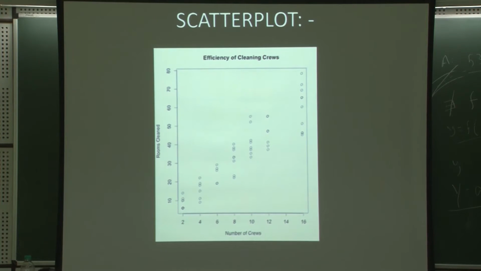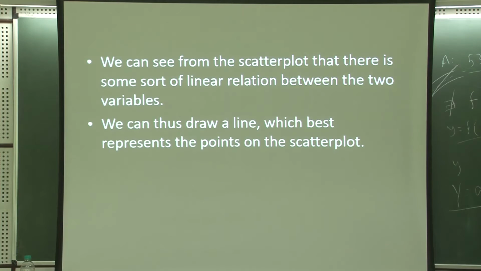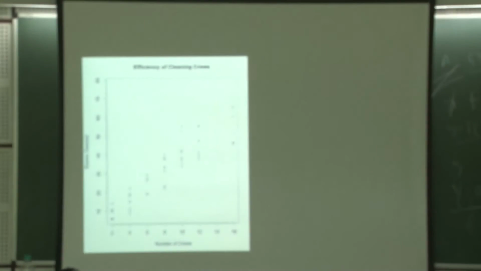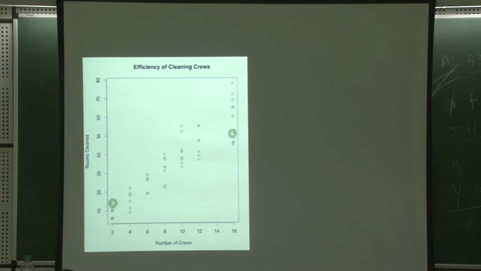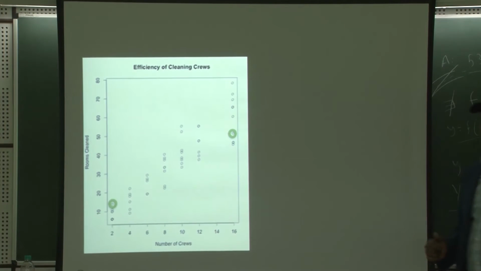So the idea is we all agreed that there is a linear tendency going upward. So we can draw a line which best represents the points on the scatter plot. Now how do I draw the line? Let's look at this. This was your plot, right? You just take 2 points, you can draw a line, right?